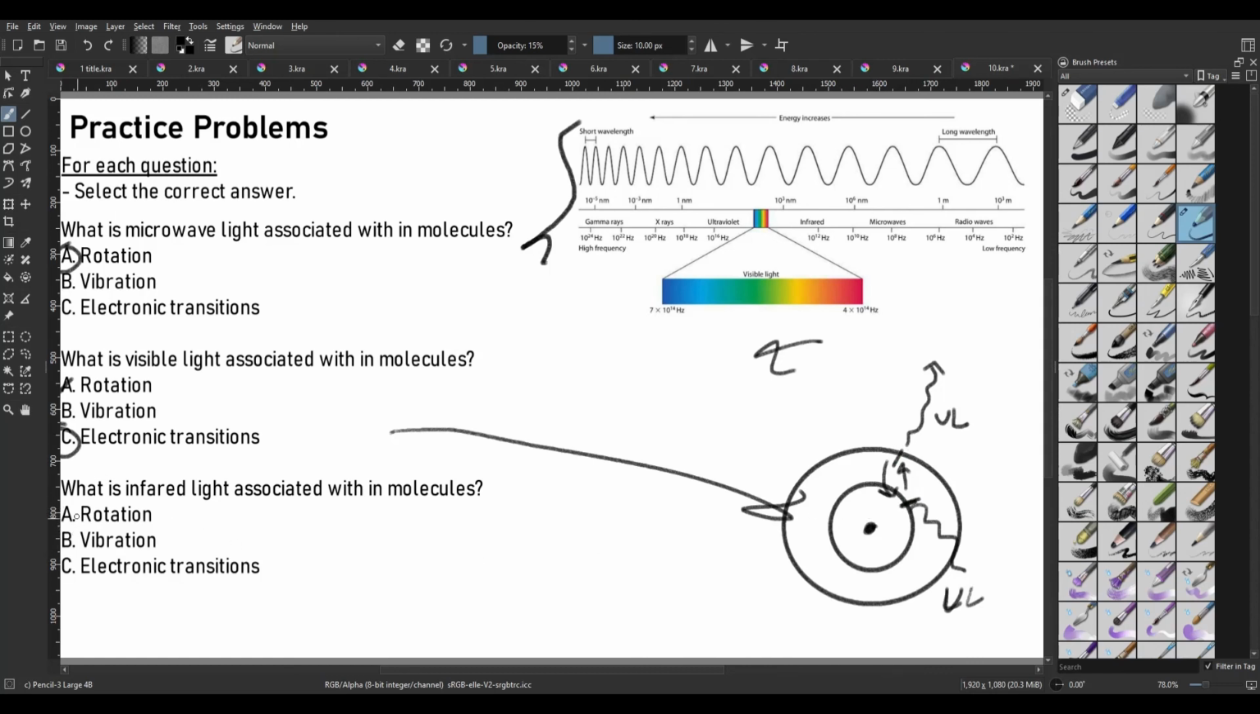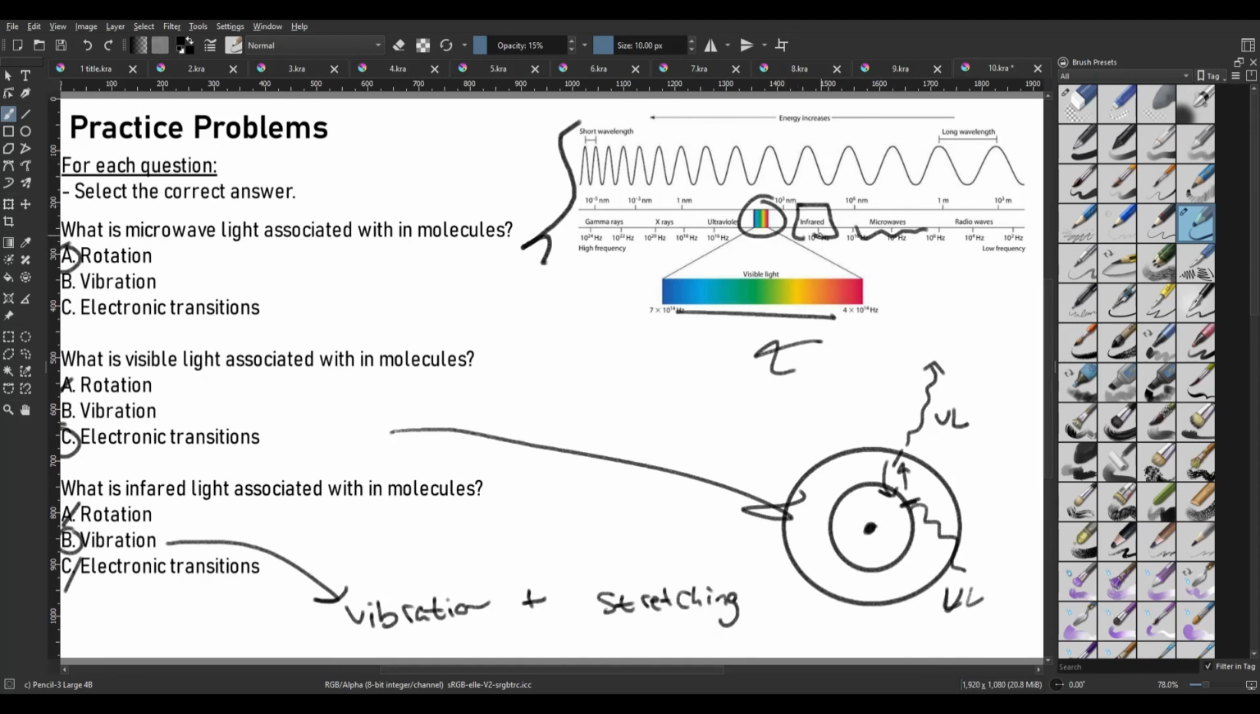And then because for this last one we've ruled out A and C, infrared light must be associated with molecular vibration. And we should probably add molecular vibration plus stretching inside the molecule. So visible light is just this little part of the spectrum we can see, down here expanded. Electronic transitions are associated with that. Rotation is going to be microwaves over here. And then infrared is going to be this area over here, associated with vibration. And that is all for our review.